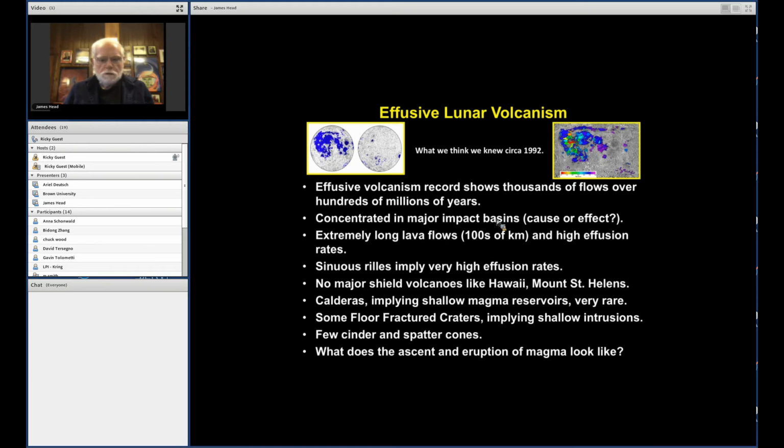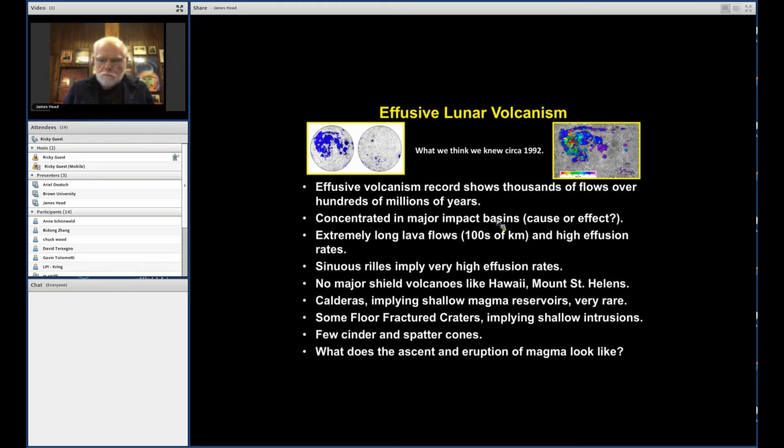Was this a cause or was this an effect? Did the impact basin itself generate the magmas, or did they just collect them? So that was a big question. Extremely long lava flows, hundreds of kilometers long, implying very high effusion rates. This was also something we didn't think for the Earth. They're just hugely larger than what we see on the Earth.